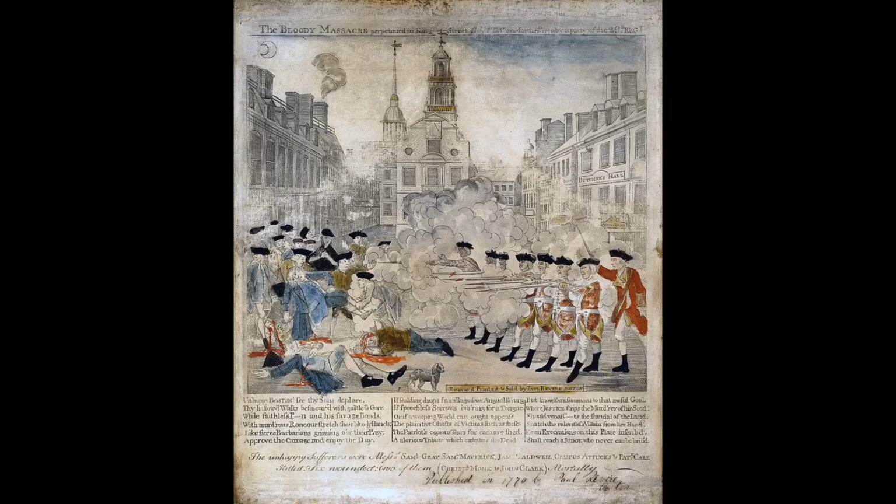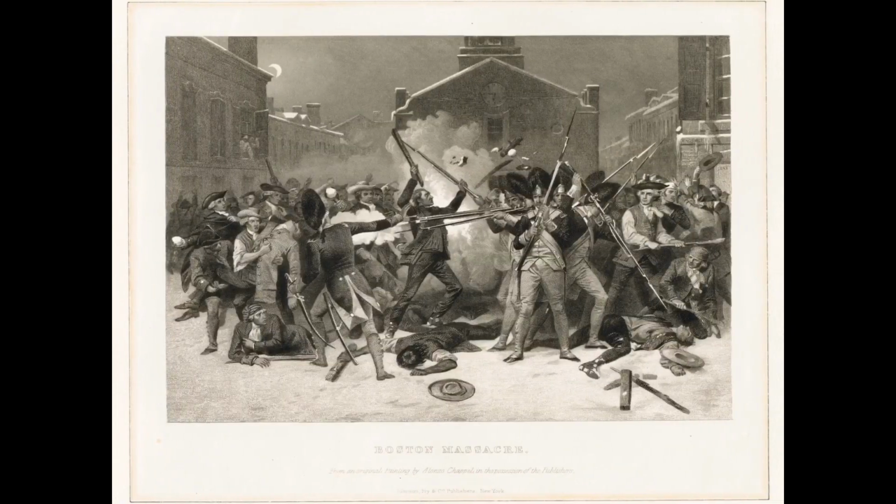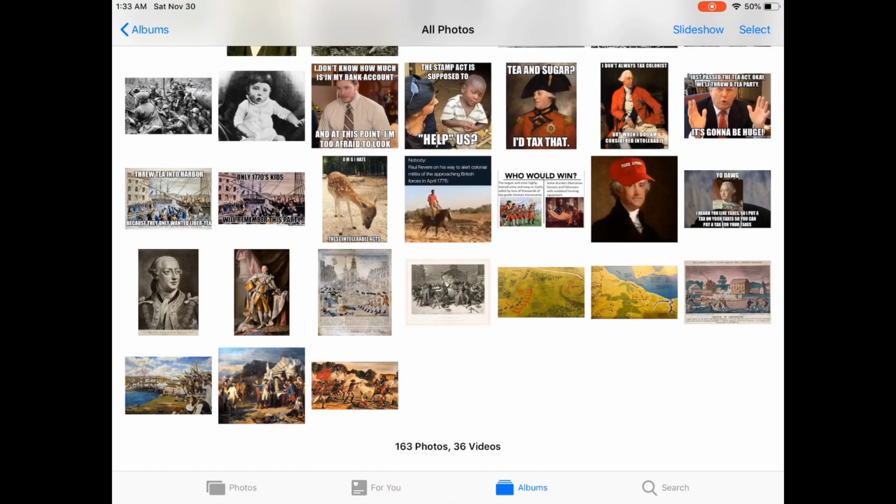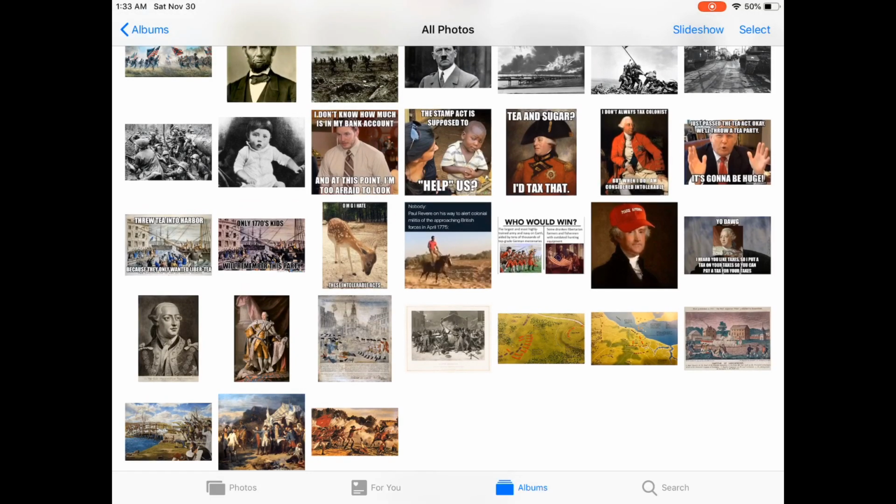And as you can see, this is a picture of the Boston Massacre from a newspaper at the time. And there's a lot of blood, and it was very hard hitting to the U.S. at the time. And here's another illustration of it. In April of 1770, all of the Townshend Acts taxes had been repealed except for the tax on the tea.